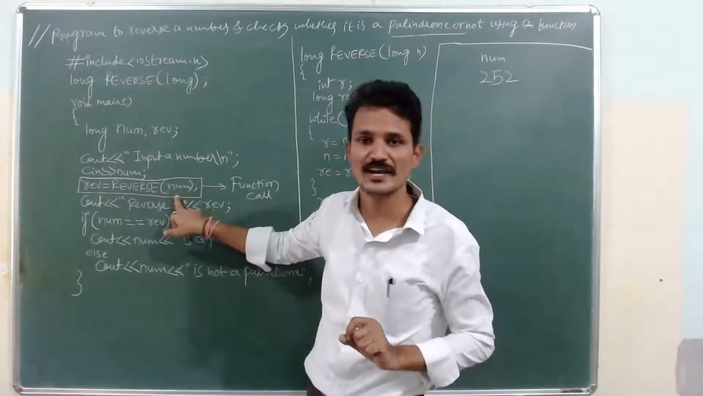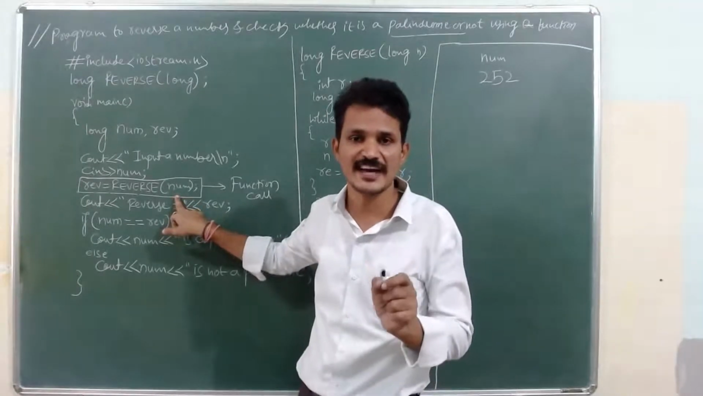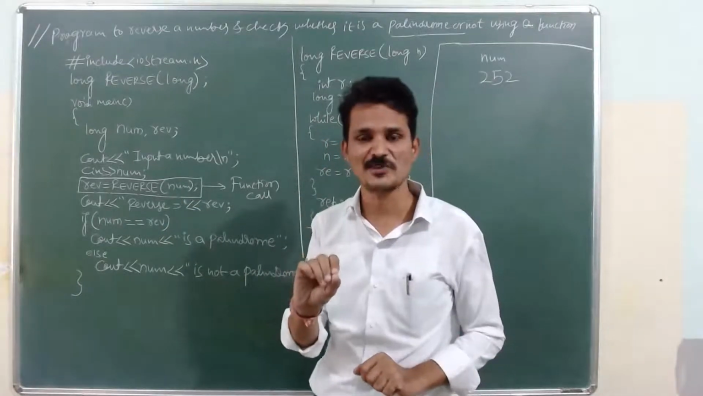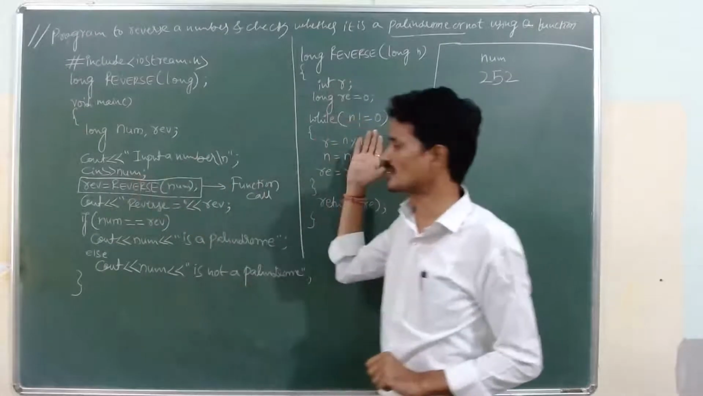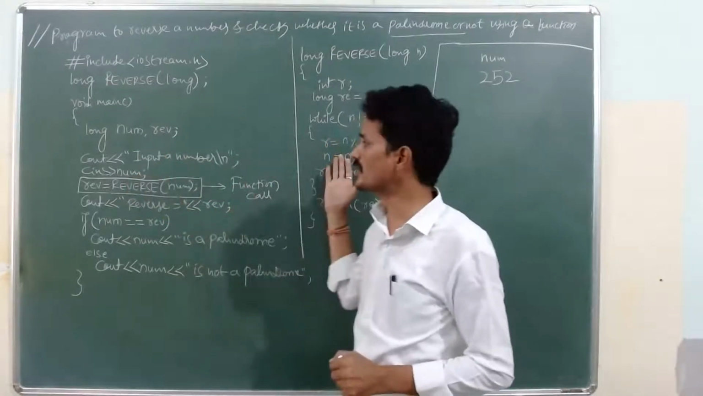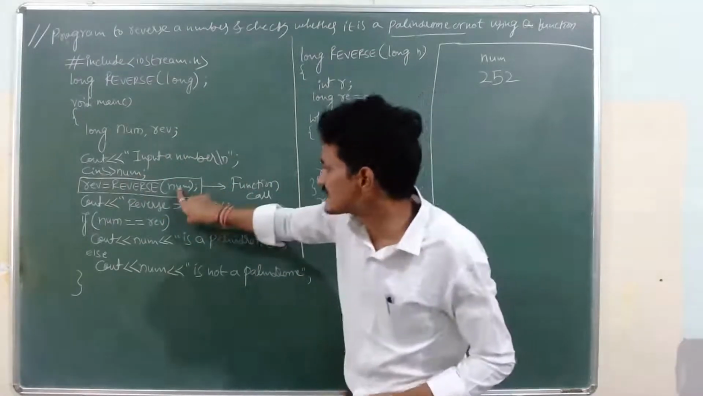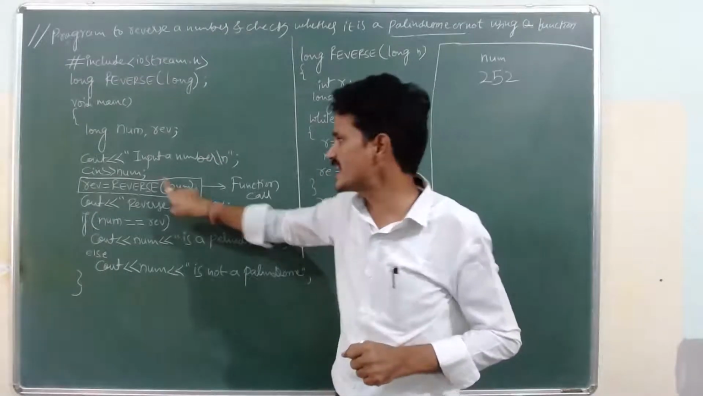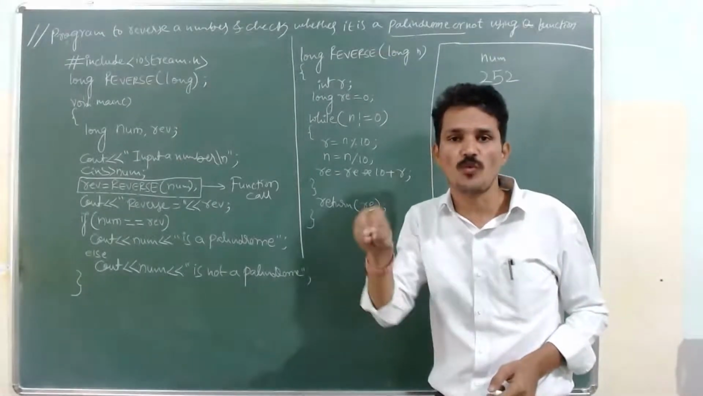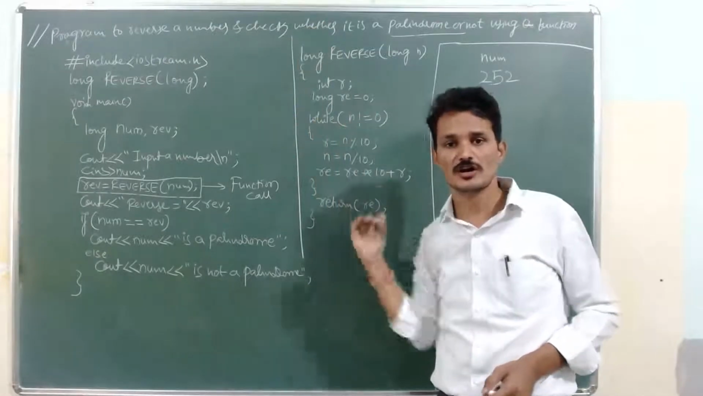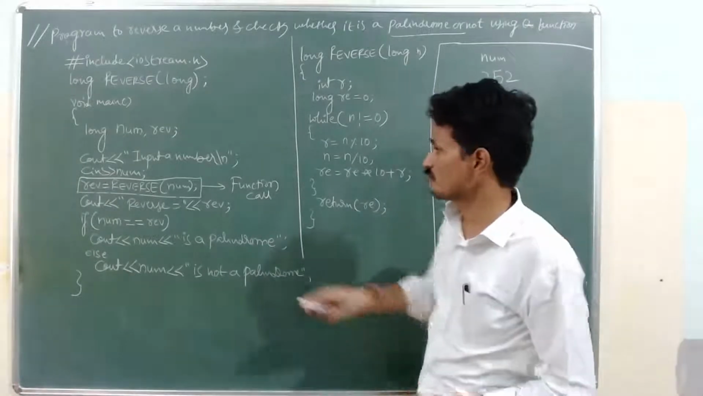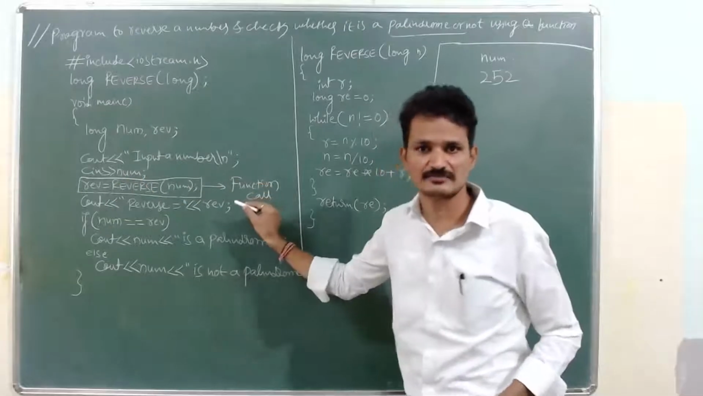Inside the parentheses, how many arguments are there? It's only one argument. What is that argument? Num. That means you are passing one argument from the calling function to the called function. Followed? So what exactly is num holding? The value of num is 252. That means you are passing one value, 252, from the calling function to the called function.